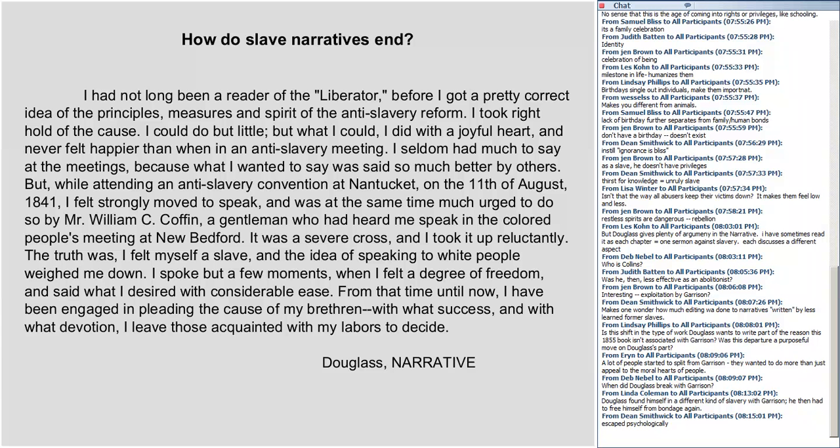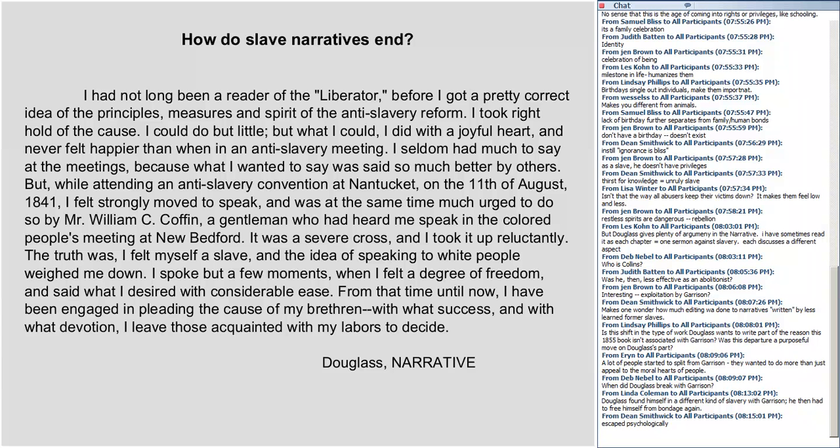Then notice, he's saying here, even at this point in 1841, years after he's escaped from slavery, he still has something of the psychological burden of the slave mentality to deal with, because the idea of speaking to white people is not appealing to him. That could be partly because of simply knowing that as a black person, white people aren't going to pay attention to him. They're not going to treat him with respect unless he's a very effective speaker.